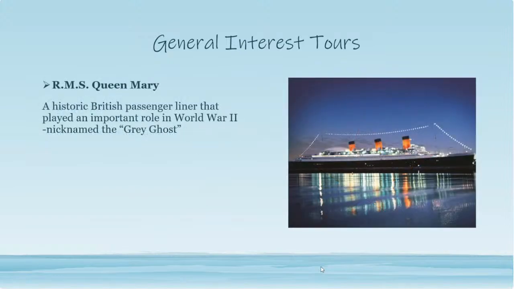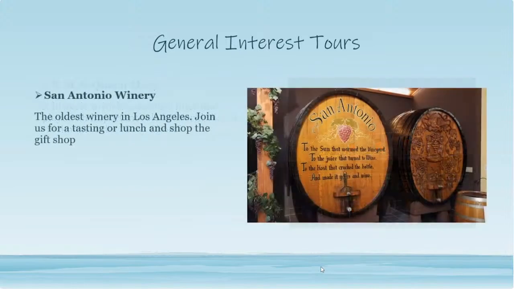Here's something that you'll be able to see from the hotel. The RMS Queen Mary is right across the bay from our hotel. We are working on a guided tour of the Queen Mary, which should be no problem for us. And it is really an amazing thing to see as well. San Antonio Winery. This is the oldest winery in Los Angeles. They have a great restaurant in here. You can go shop. There's a gift shop. You can buy wine tasting, and we're going to have a lunch there.